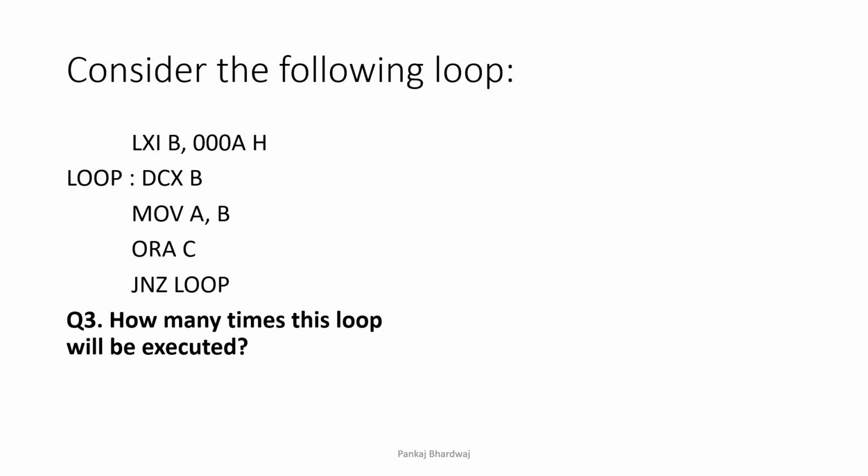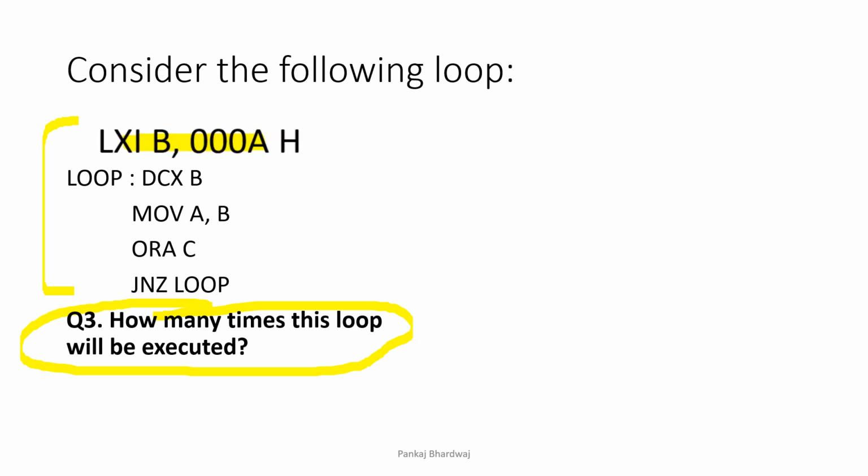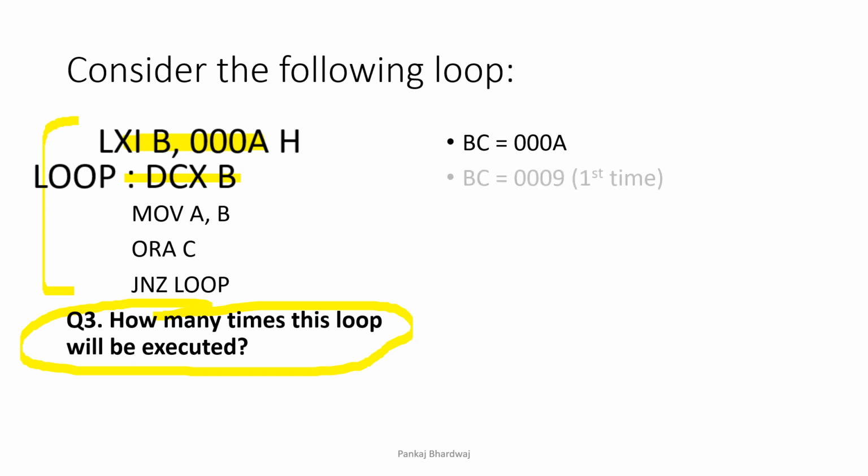Next is, if we have this particular loop and we need to check how many times this loop will be executed. It is almost similar to the previous case, but we have not used the XRA command here. Now this LXI B, 000A, means the BC pair will be loaded with the immediate data 000A. Now the loop starts here. In the first line of the loop, we are decrementing the content of the BC pair, DCX B, that means decrement the BC pair by 1.